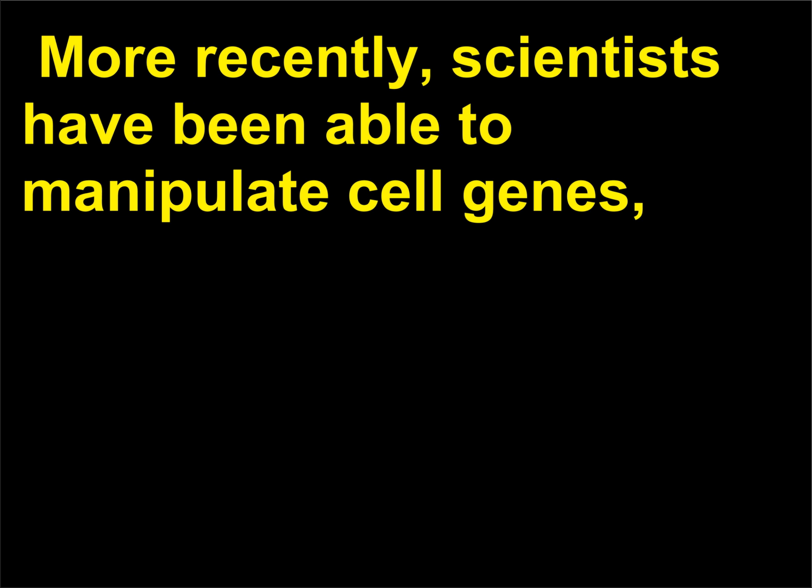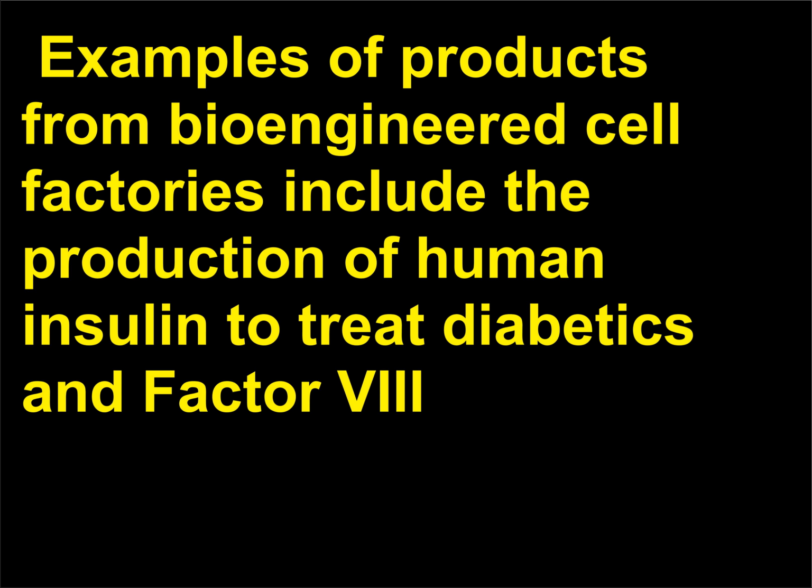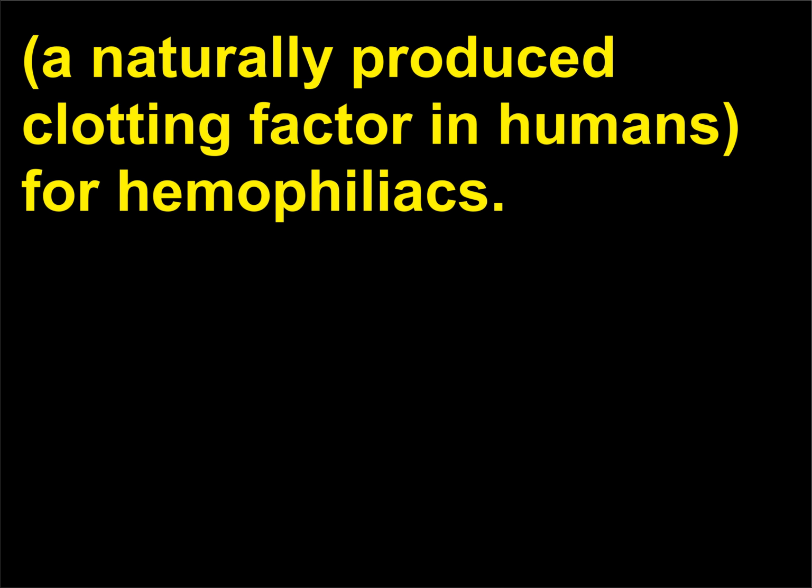More recently, scientists have been able to manipulate cell genes so that cells will produce substances that have little relation to their normal function. Examples of products from bioengineered cell factories include the production of human insulin to treat diabetics and factor VIII, a naturally produced clotting factor in humans, for hemophiliacs.